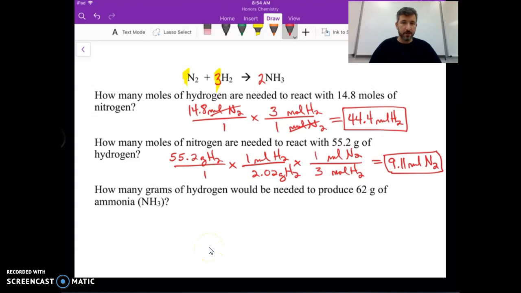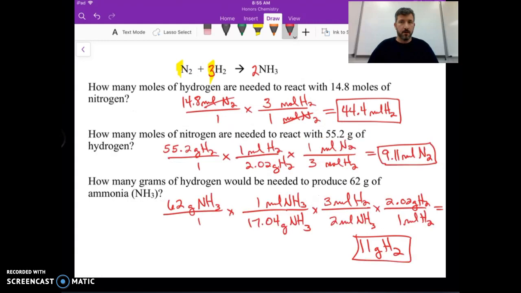How many grams of hydrogen are needed to produce 62 grams of ammonia? Okay, and there you have it. It was grams to moles using the periodic table, and then moles to moles using the balanced equation, and then moles to grams, again using the periodic table. I get 11 grams of hydrogen.